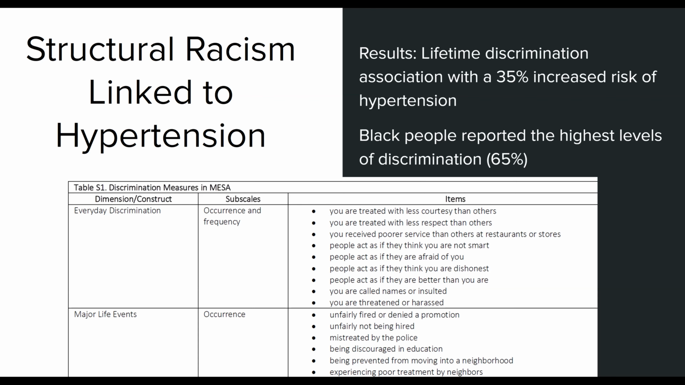65% of Black people reported lifetime discrimination, 42% Hispanic people, 40% white people, and 23% Chinese people. Now, the white people were less likely to say that it was due to race. It was probably due to other factors like gender or something else.